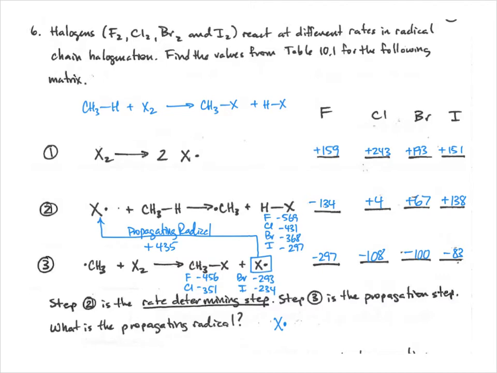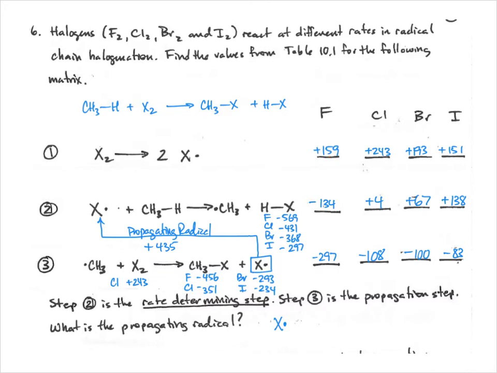Let's run through this real quick. For chlorine, we're using this X2 here. Cl, that's our plus 243, right? I didn't do it that way. I thought the X2 would be plus 159, because that's what it was for fluorine. Yeah, that's a fluorine-specific value.